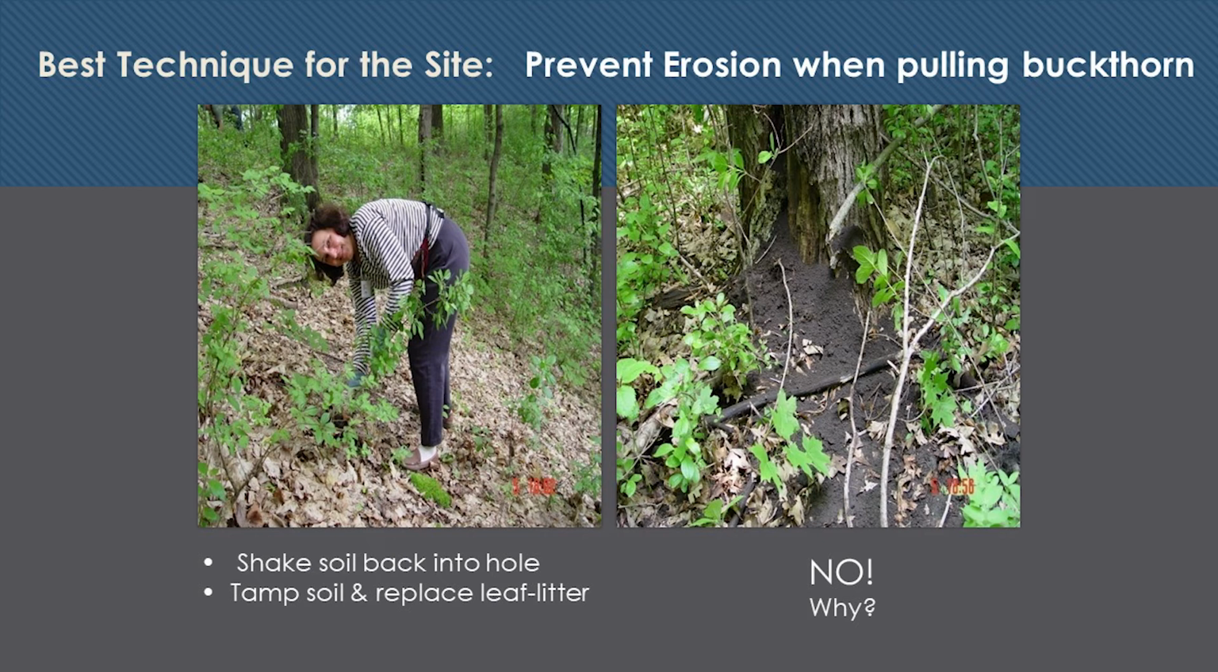If you have garlic mustard in that woods, it comes up in flowers and sprinkles seed right down on top of that exposed soil, and you've got a brand new garlic mustard patch. Garlic mustard spreads like crazy. You want to be tamping the soil back in place and replacing the leaf litter.